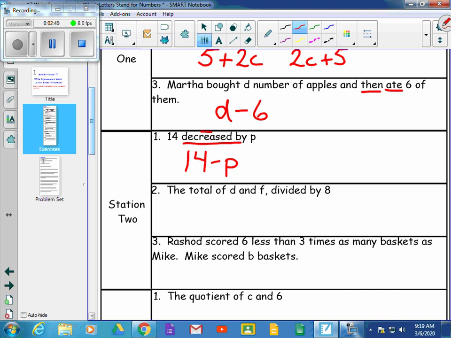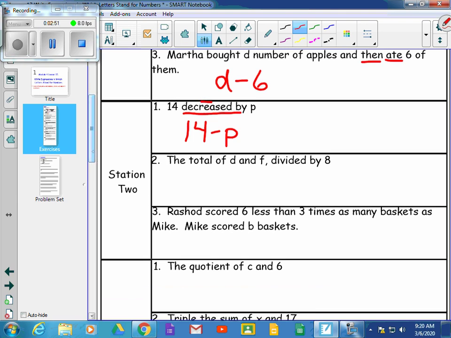Number 2, the total of D and F divided by 8. Now notice we have total, which means we're going to be doing some adding, divided by, which tells us division, obviously. And then notice we also have a comma. When they put a comma in the word expression, we're going to do what came before the comma first. So we're going to add D plus F first, and then we're going to divide by 8.